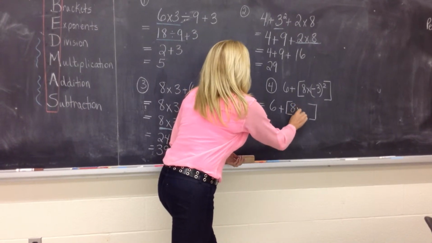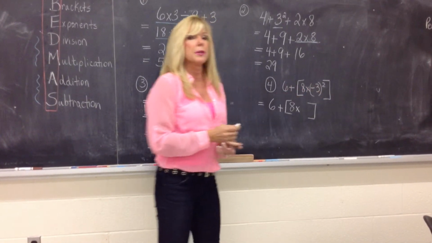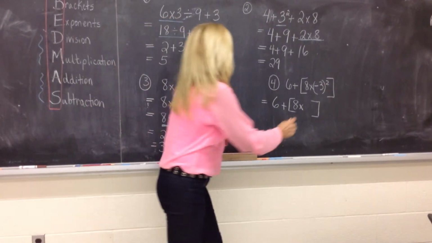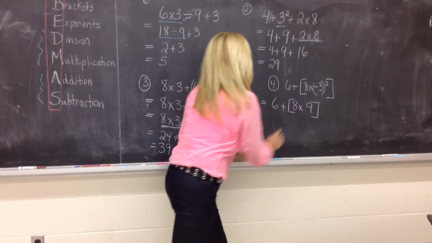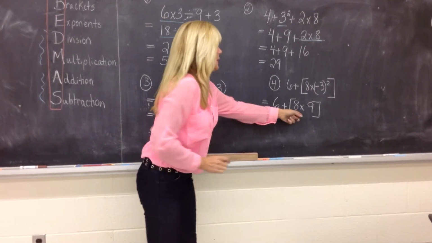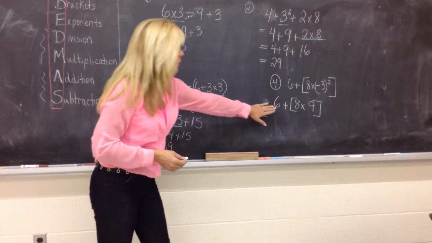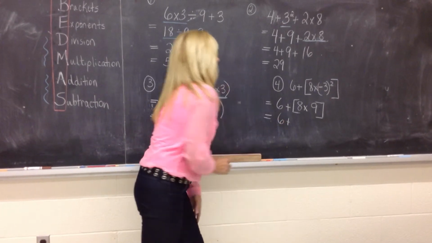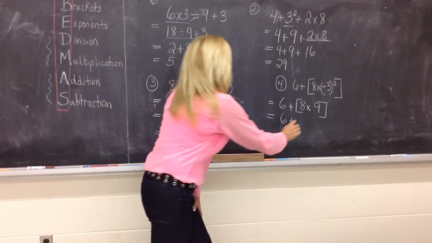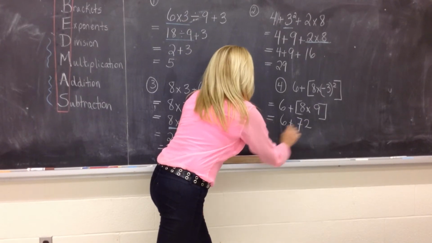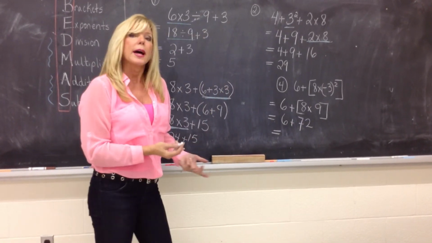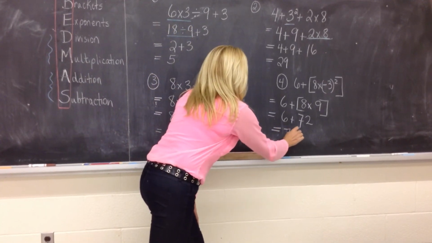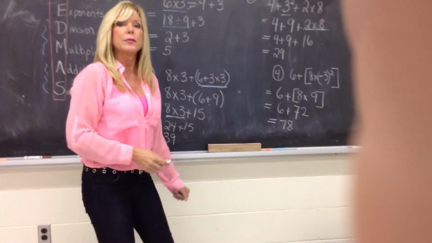So I'm going to rewrite the 8 times. Negative 3 to the power of 2 is negative 3 times negative 3. So you've got positive 9. Now I still haven't cleaned up my brackets, so I'm still going to rewrite the first part of my question. 6 plus, and then 8 times 9 is 72. And then I can go ahead and do my final operation. So 6 plus 72 is 78. So hopefully this helps.